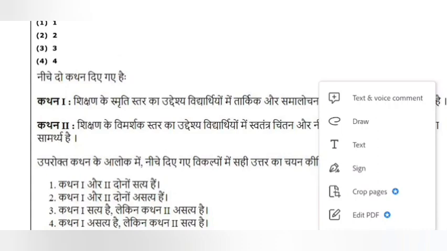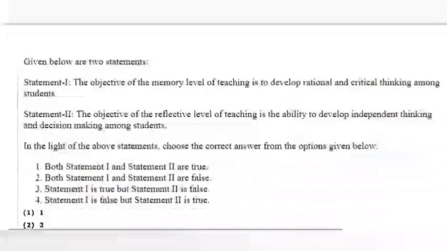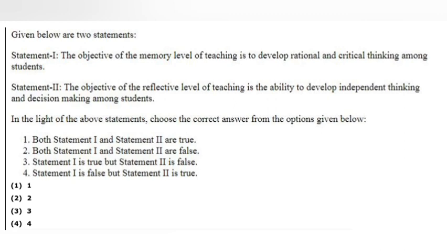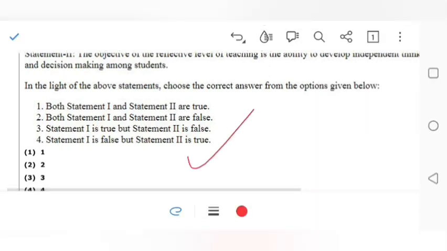Then next is, given below are two statements. Statement 1 says the objective of the memory level of teaching is to develop rational and critical thinking among students. Statement 2 says the objective of the reflective level of teaching is the ability to develop independent thinking and decision making among students. In the light of the above statements, choose the correct answer from the options given below. 1 and 2 are true, 1 and 2 are false, 1 is true, 2 is false, 1 is false, 2 is true. So what will be correct? Number 4 will be correct. That means statement 1 is false but 2 is true.